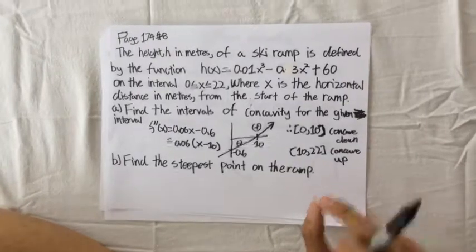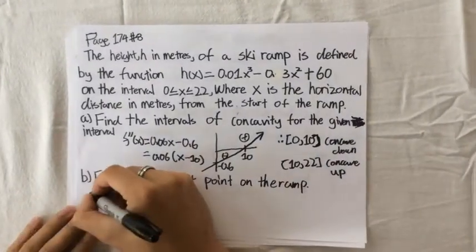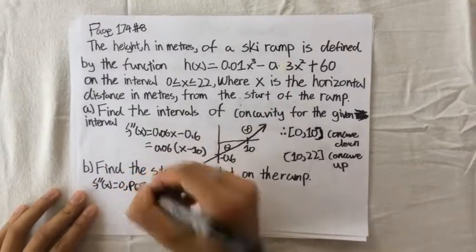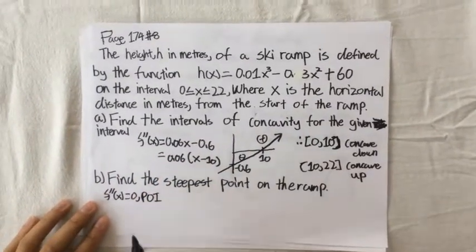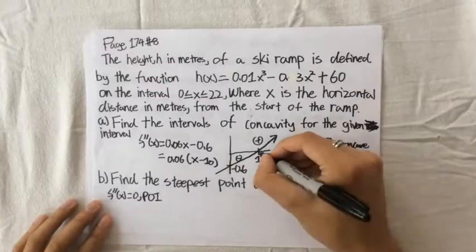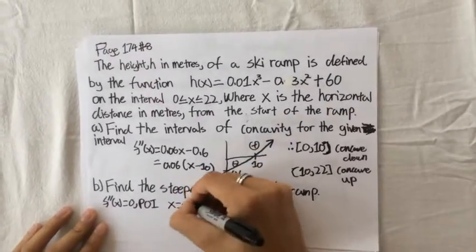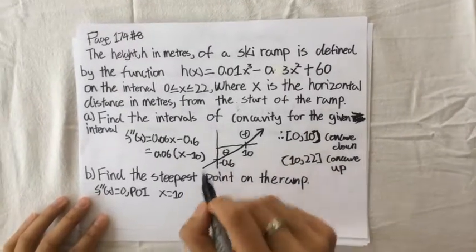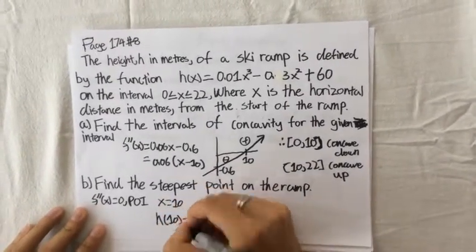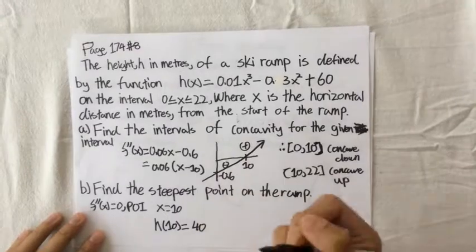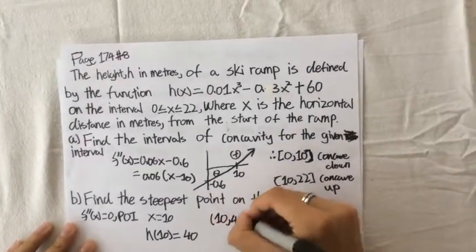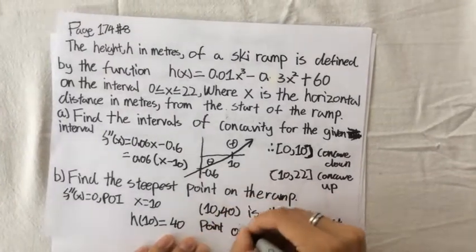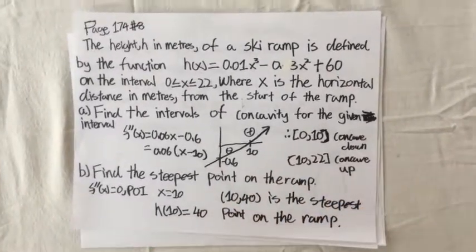Now the second question asks us for the steepest point on the ramp. The steepest point on the ramp means the maximum slope, which occurs at the point of inflection. And previously, from the second derivative test, we already figured out the point of inflection occurs at x equals 10. But we are not done yet. We are finding a point. So if we find h of 10 is 40, we can conclude that 10 meters away from the ramp and at the height of 40 meters is the steepest point.